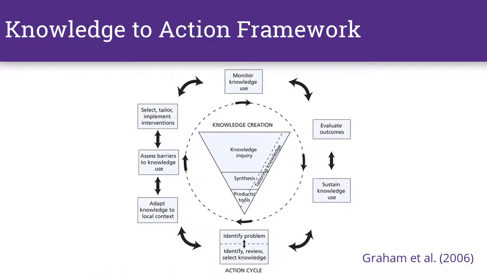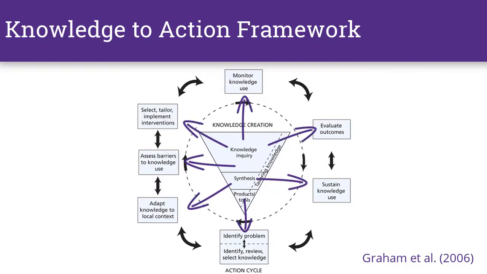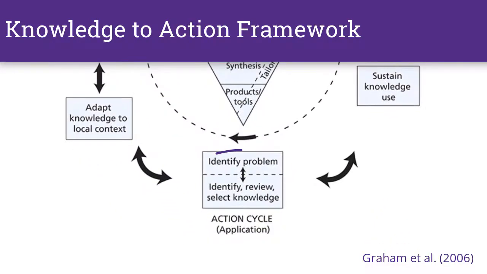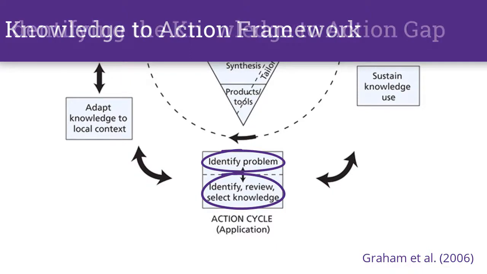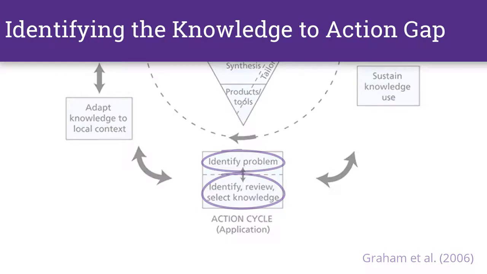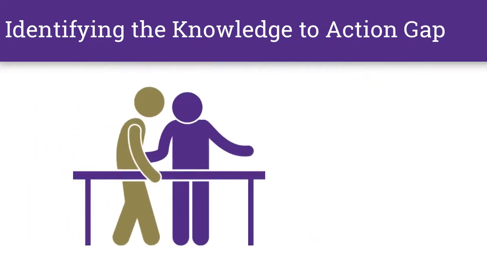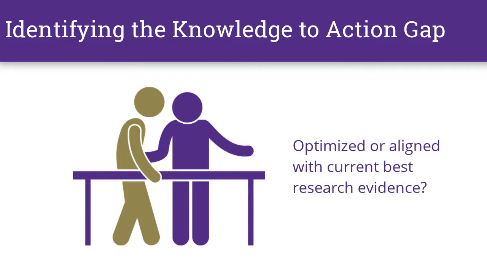The 7 action phases within the cycle can occur sequentially or simultaneously and can be influenced by the knowledge creation phases at any point in the process. The first steps are to identify a problem that needs addressing, and then to review and select the knowledge or research relevant to the problem. This is also referred to as identifying the knowledge to action gap. Is there an area of clinical practice that is not currently optimized or aligned with current best research evidence?